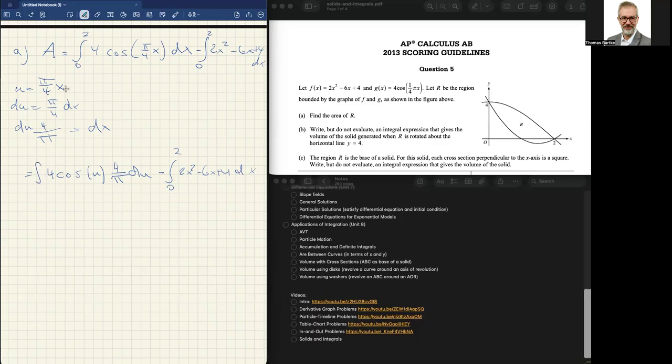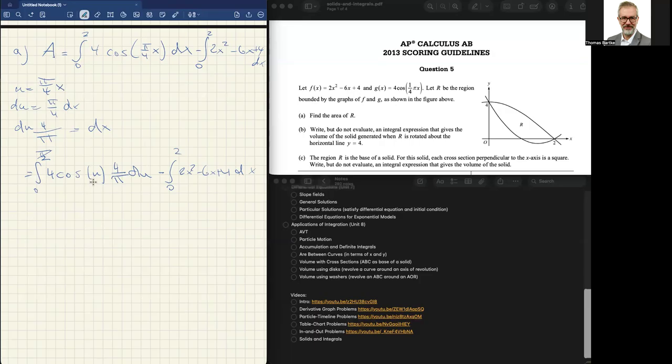And now I have to still do the boundaries here on the first integral. So if x is 0, then u is also 0. So this bottom boundary stays the same. And if x is 2, then u is 2 times pi over 4, which is pi over 2. So pi over 2 is the top boundary for this first integral here. All right, so I'm still looking at an expression that is completely representing the area of R.